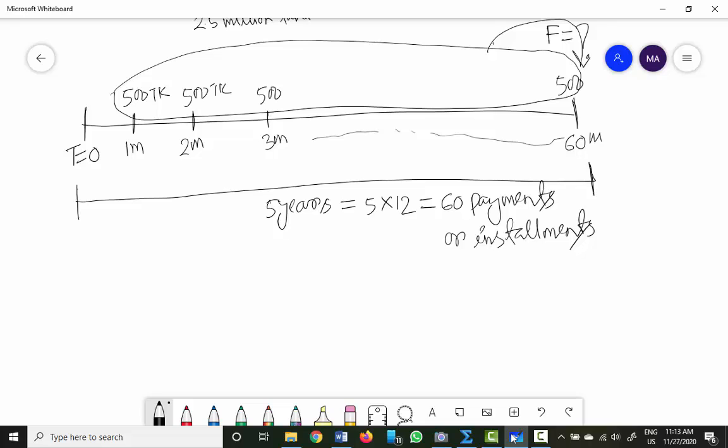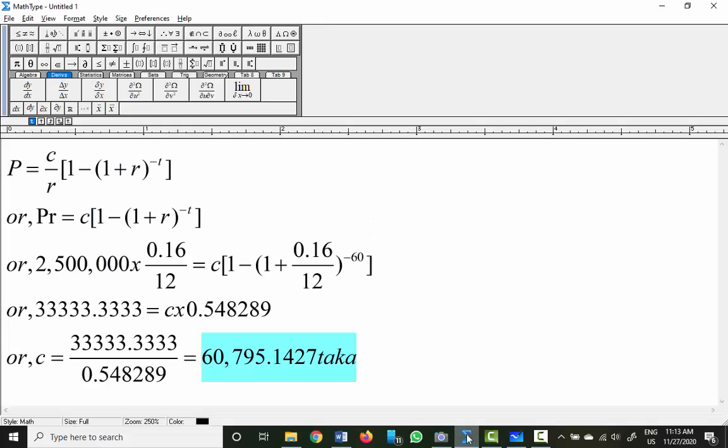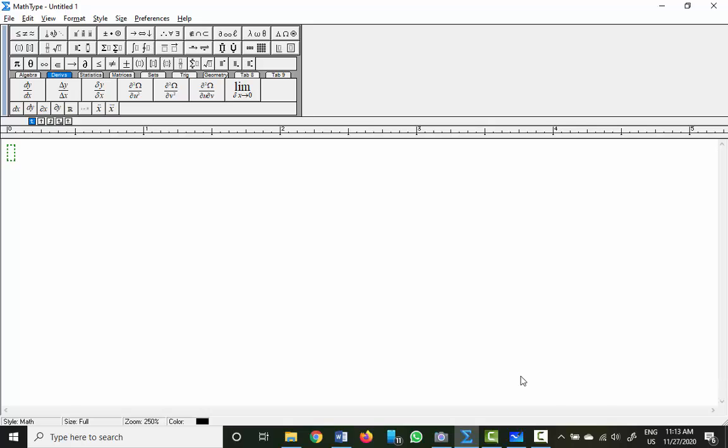So obviously we need to find out the future value, so we will use the future value formula, which is equal to C divided by R, bracket 1 plus R power T. Power should be now positive. Minus 1. Right, so minus 1. Now let us calculate C.